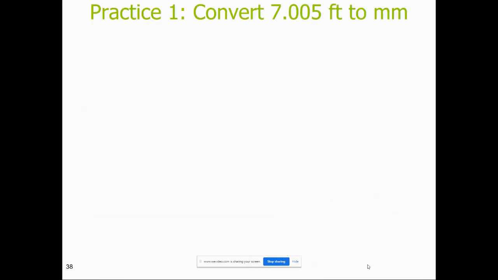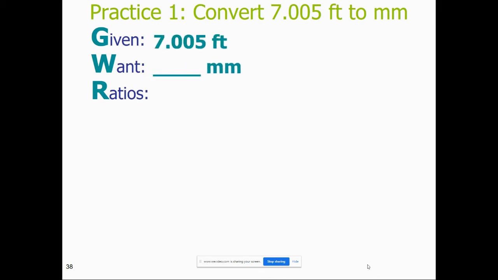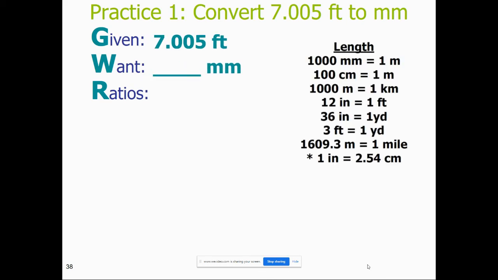Okay, let's try one last one here. We're going to convert 7.005 feet to millimeters. As with every problem, we're going to write our given, our want, and our ratios. I'm giving you a bunch of conversions over here. We need to go from feet to millimeters. So let's figure out which conversion factors we're going to use. We've got millimeters, so let's try to get rid of millimeters.